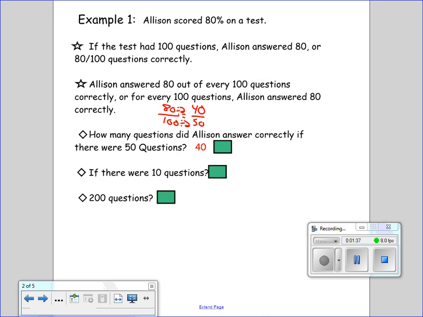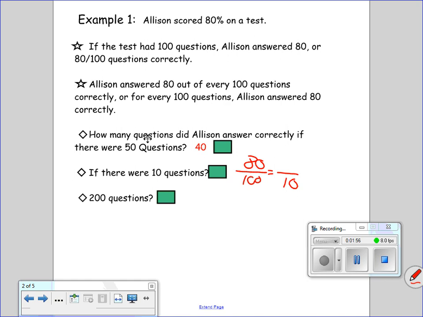40 is my answer. Let's do another one here. If there were 10 questions, how many would she have had to answer correctly? Well, she got 80 out of 100 on the test, right? So 80 out of 100. So out of 10 questions, how many did she get right? This is all we're doing.